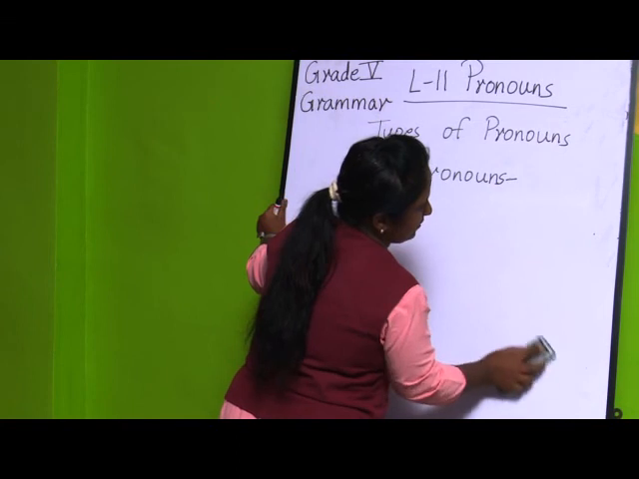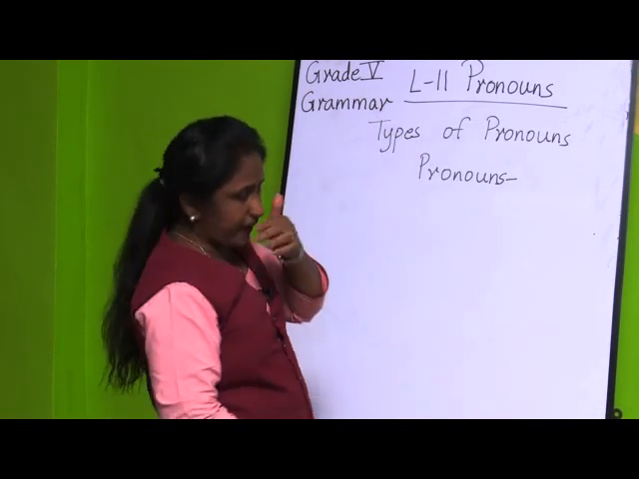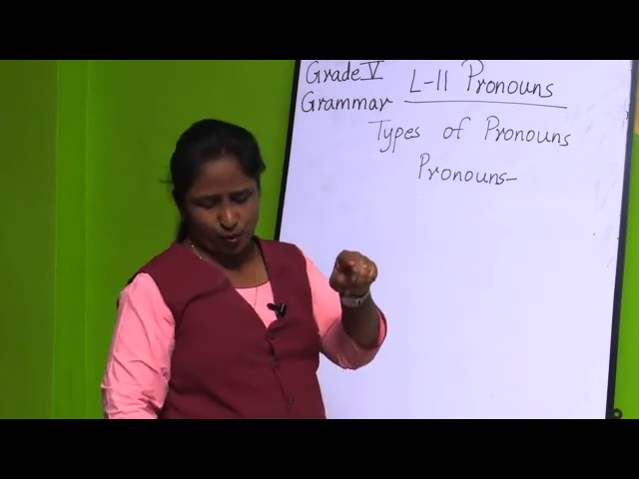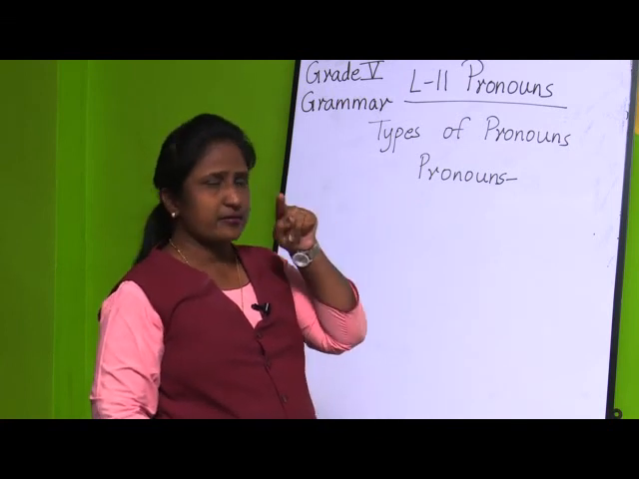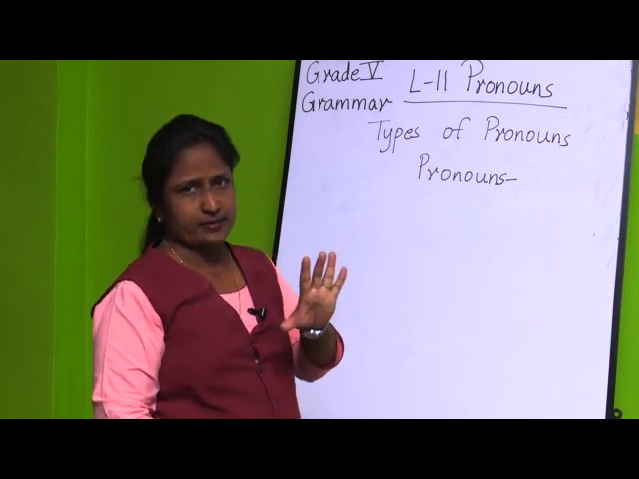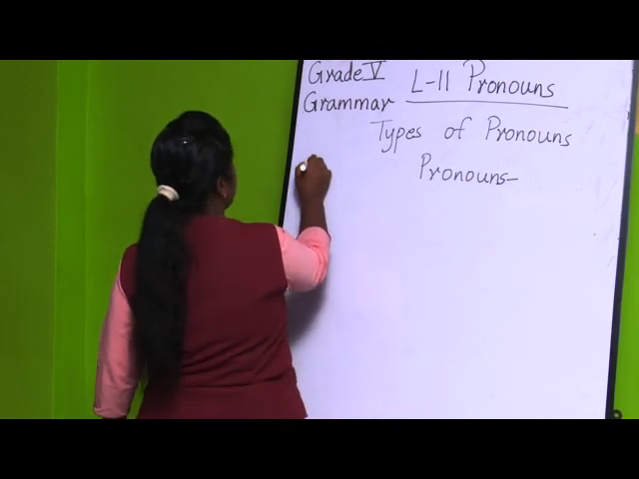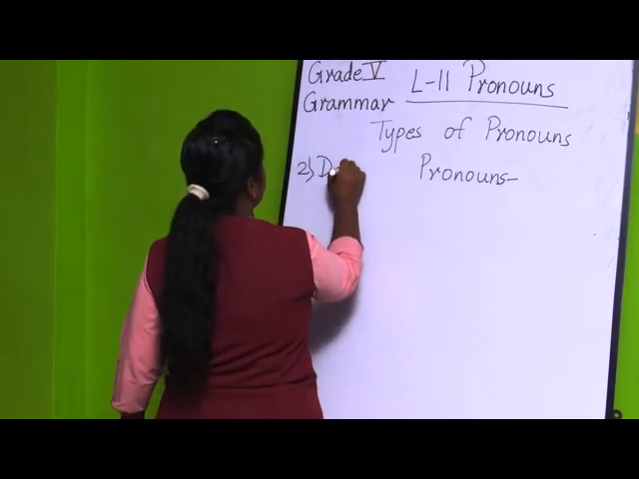That is called a demonstrative pronoun. For example, if I want to point out any object, at that time I am going to point it out, I am going to show the particular object. So, that is called a demonstrative pronoun. So, the second type is the demonstrative pronoun.